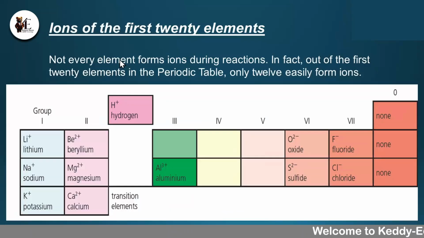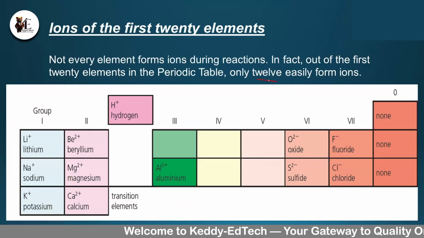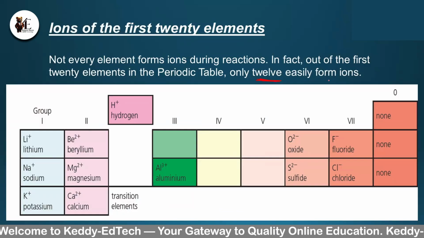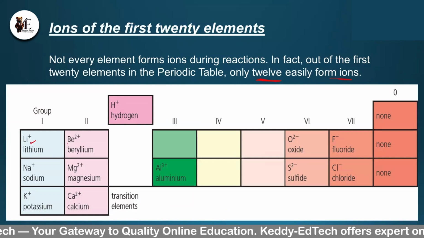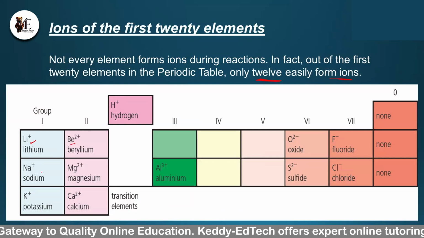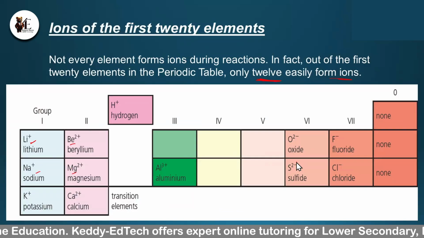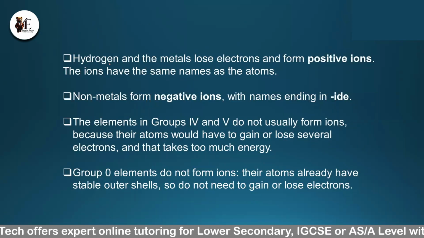I have explained that not every element forms ions during the reaction. In fact, only 12 elements easily form ions. For example, lithium, beryllium, sodium, magnesium, and all these others, right? So let me tell you about the naming.